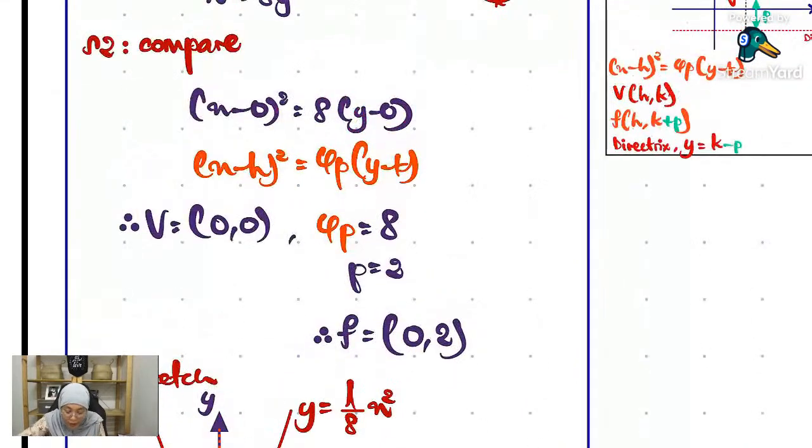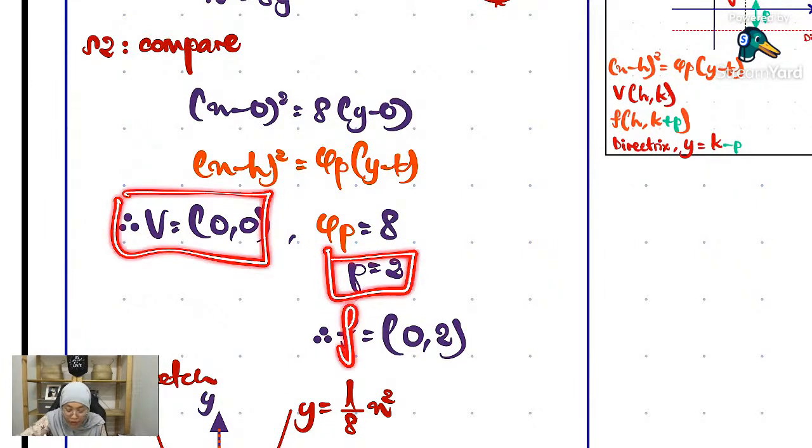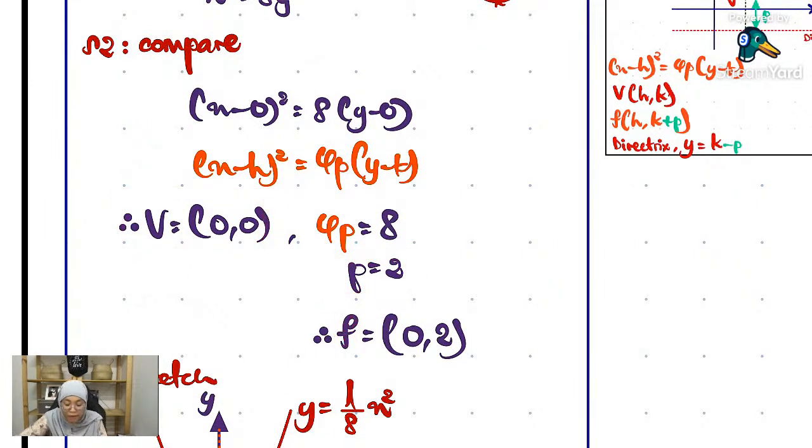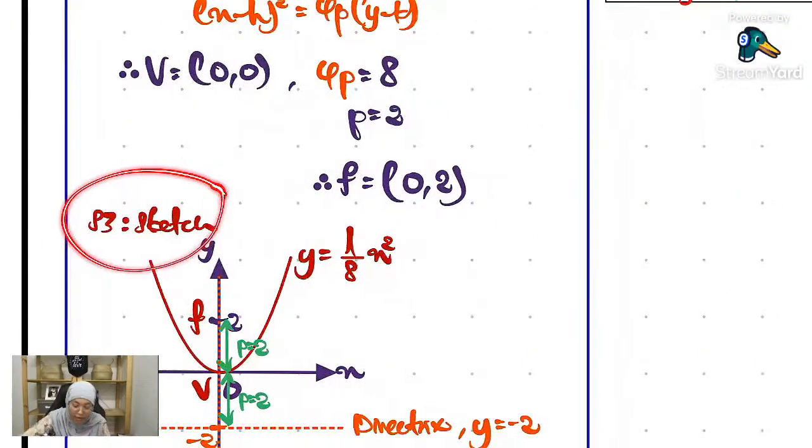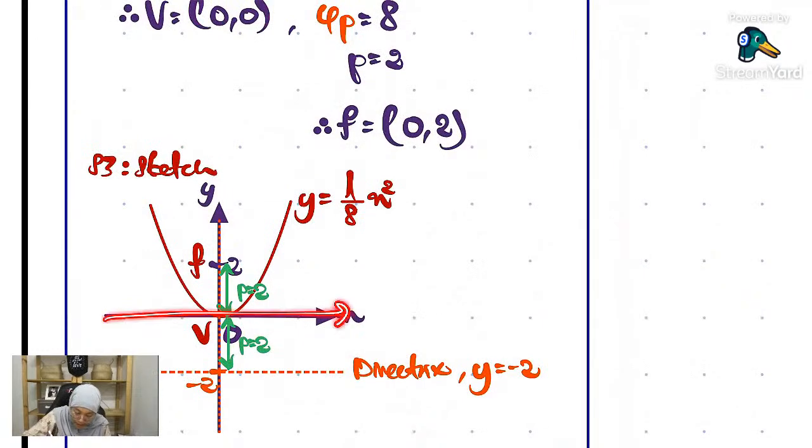Alright? So daripada situ, bila dah tahu p, bila dah ada vertex, confirm dah tahu kita punya focus. So focus kita senang saja. Kalau you tak boleh imagine, ataupun you tak suka pakai formula, tak perlu pakai formula. What do? You sketch. You sketch apa? You sketch x-axis, you sketch y-axis, and then you cari you punya vertex.